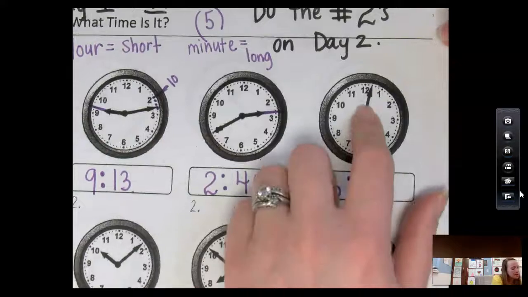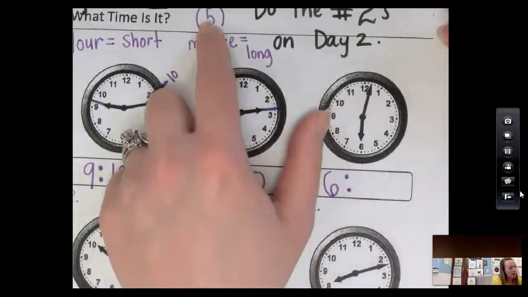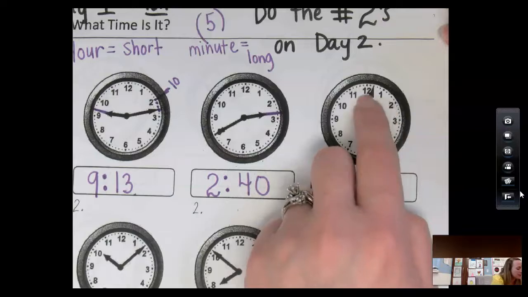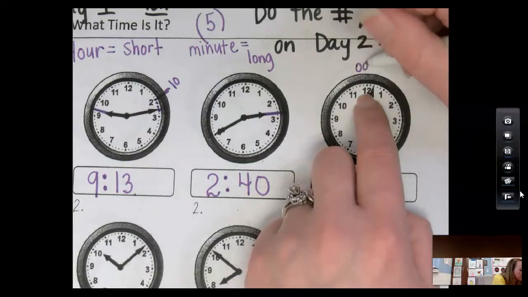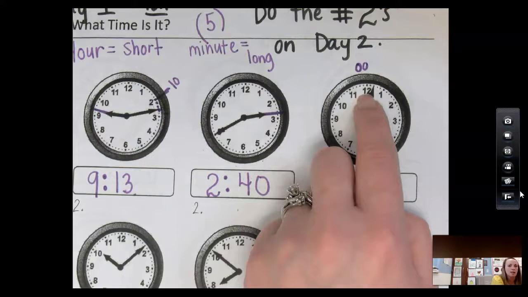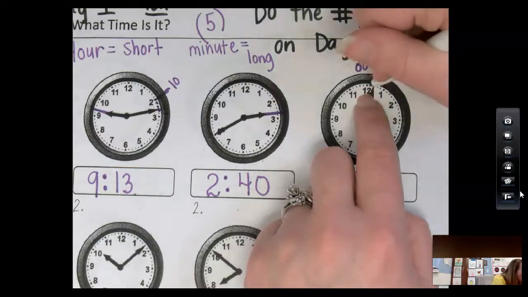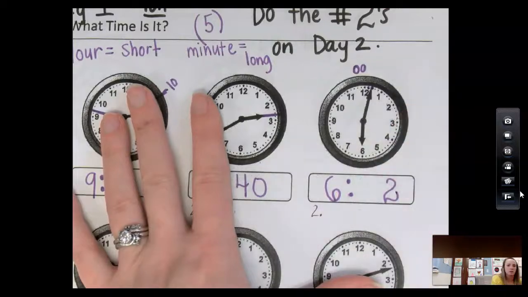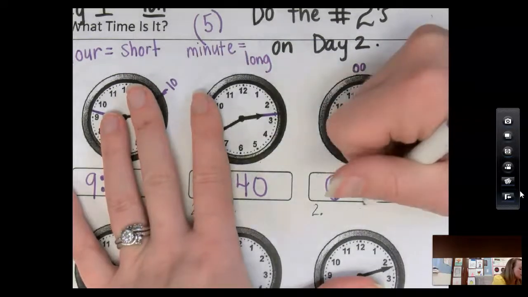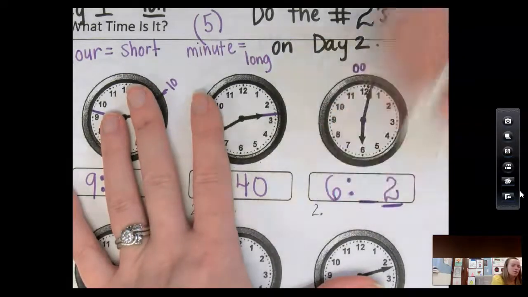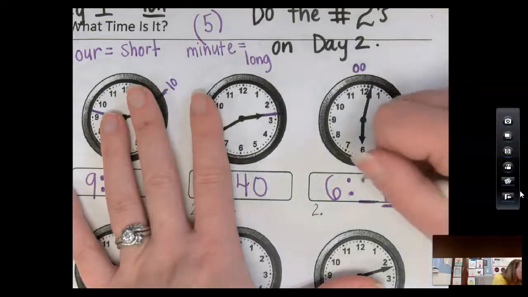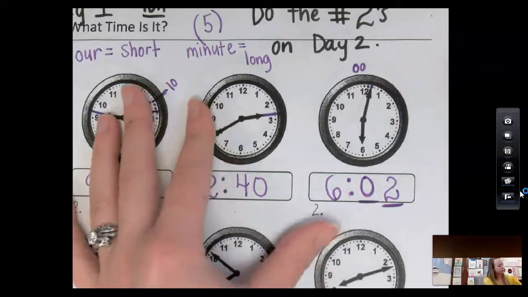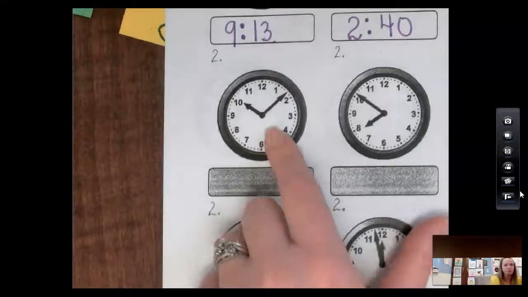Now, what are our minutes? I said that our minutes we needed to count by fives, but it's not at the 5 yet, so I can't count by fives. When I'm at the 12, 12 is always double 0. So when I start at 12, I need to count by 1. So I go 1, 2. Now, do I just write 2 here? No. In the ones place, you always have to have 2 digits. So I don't just write 2. I must write 0, 2. It is 6:02.